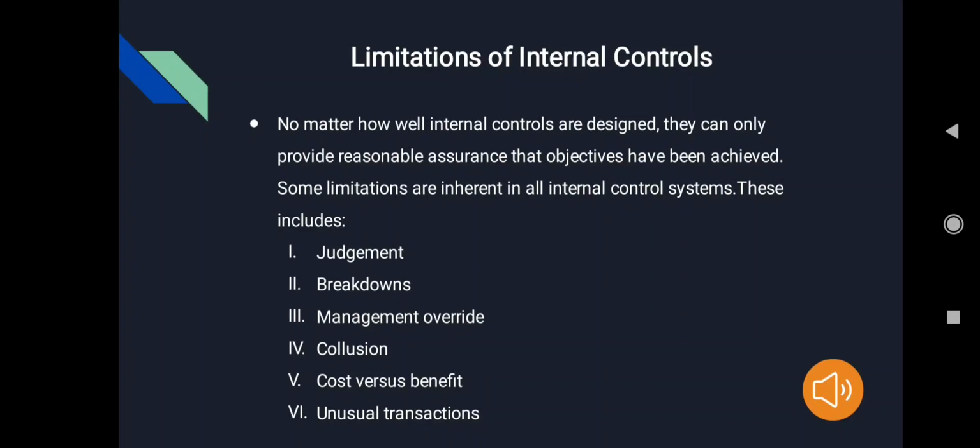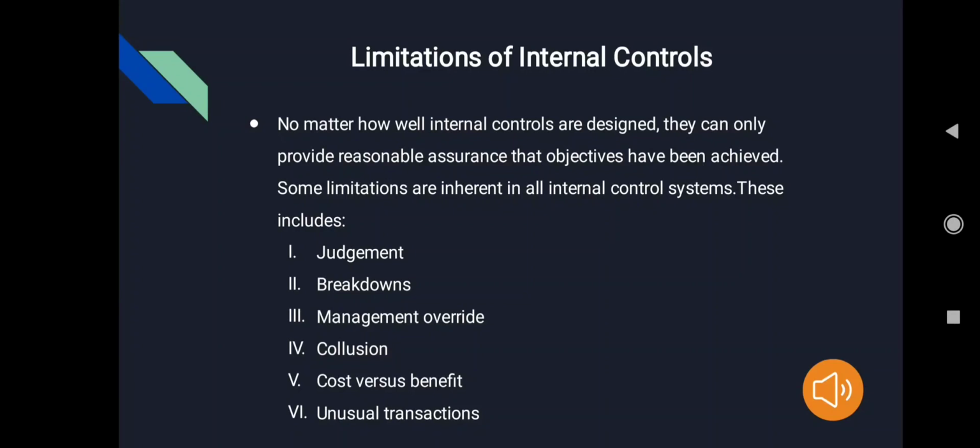Control system can be circumvented by employee collusion. Individuals acting collectively can alter financial data or other management information in a manner that cannot be identified by control system. For cost versus benefits, the costs of an entity's internal control structure may exceed the benefits that are expected to be ensured. Lastly, unusual transaction.